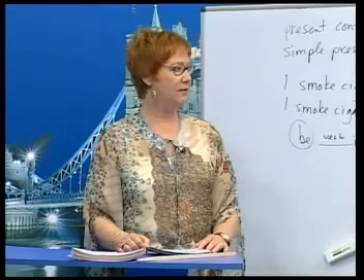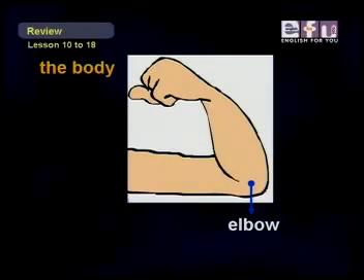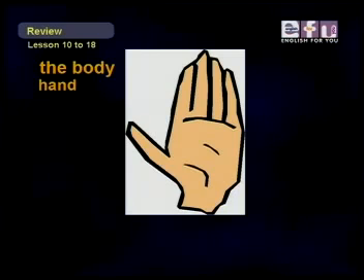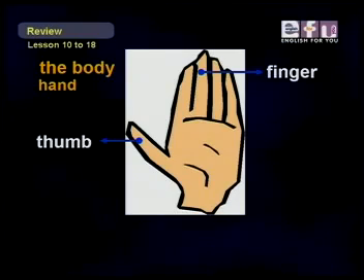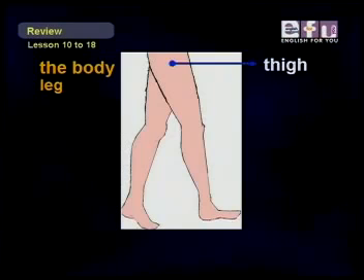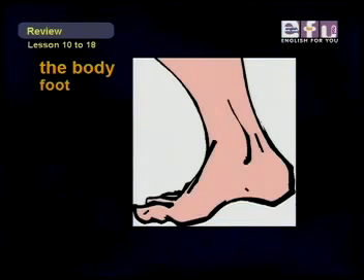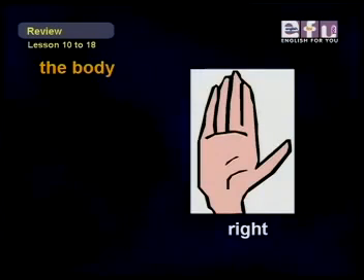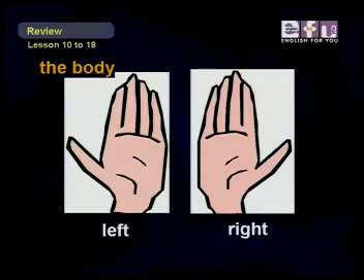Here's part of the body, the elbow. Another part is the wrist. And here's the hand, the thumb, and a finger. More body. This is the leg, the thigh, the knee, here's the foot, the ankle, and the toe. Here's the right hand and the left hand.